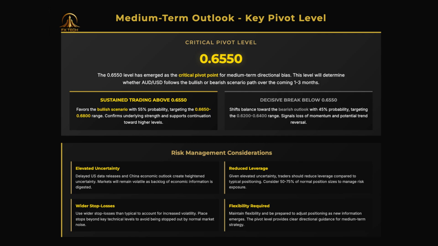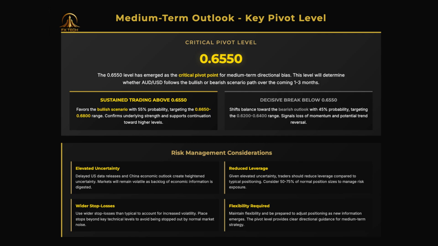Conversely, a decisive break below 0.6550 shifts the balance toward the bearish outlook with 45% probability, targeting the 0.6200 to 0.6400 range. This would signal loss of momentum and potential trend reversal.